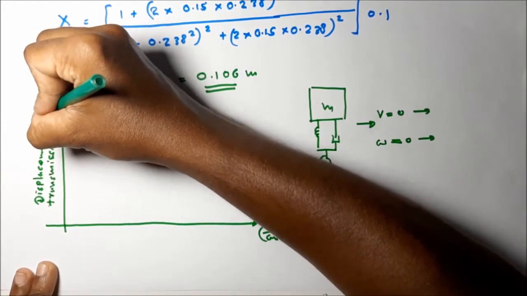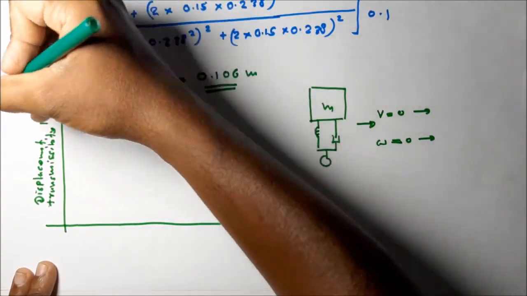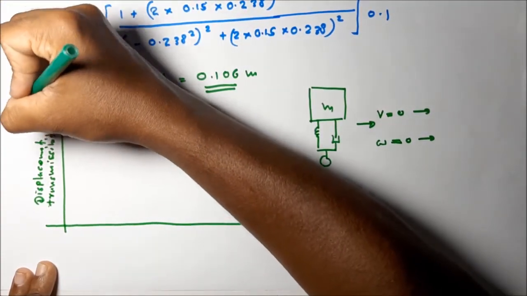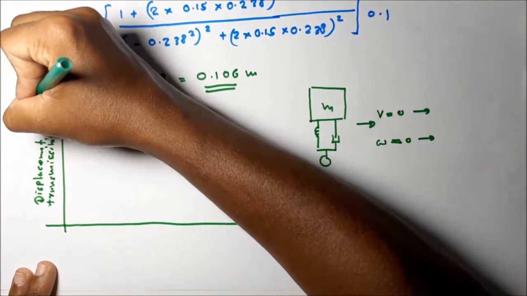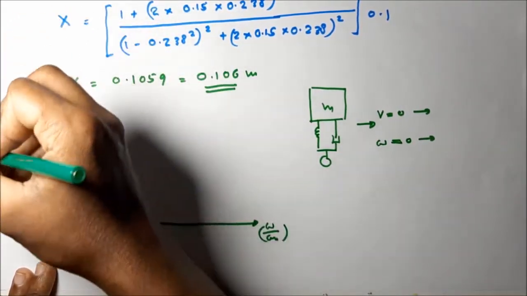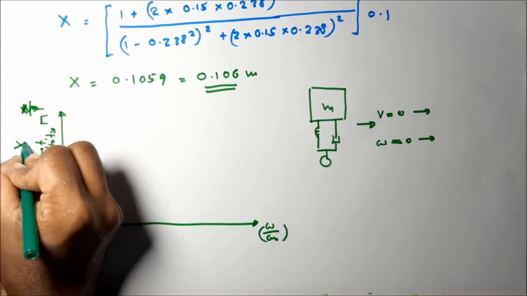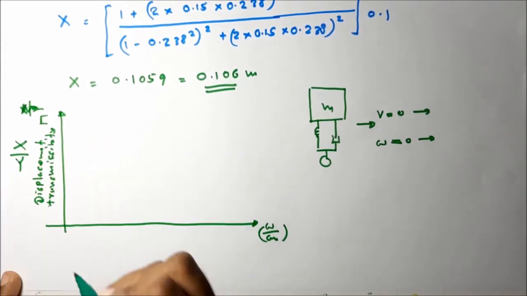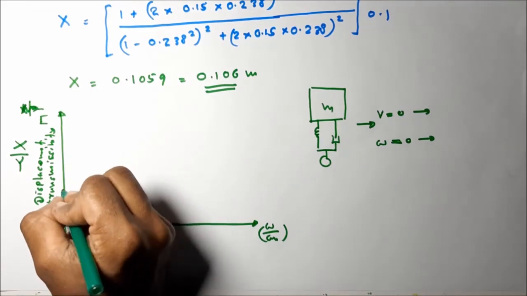Displacement transmissibility, m. That means it is equal to x divided by y. That is called the displacement transmissibility, x divided by y. So then you can remember how it varies.